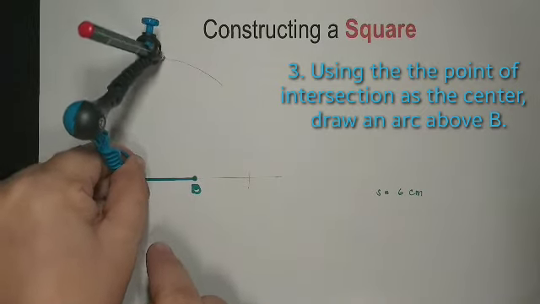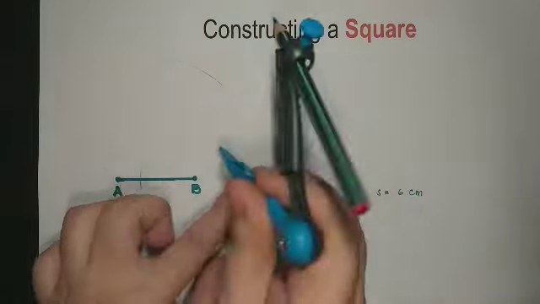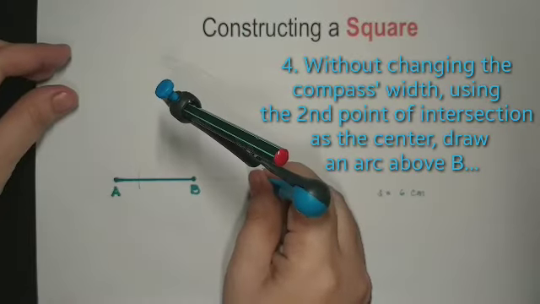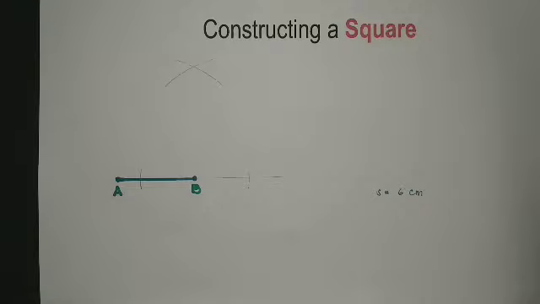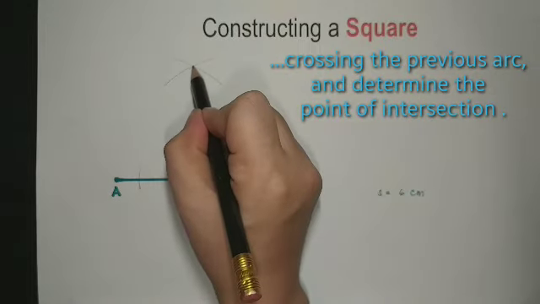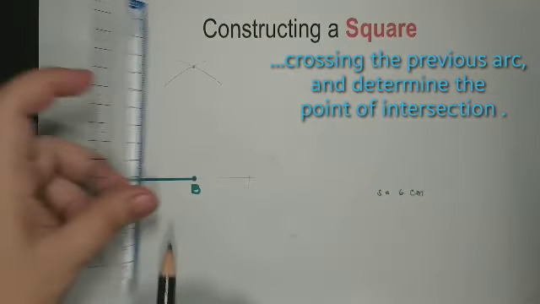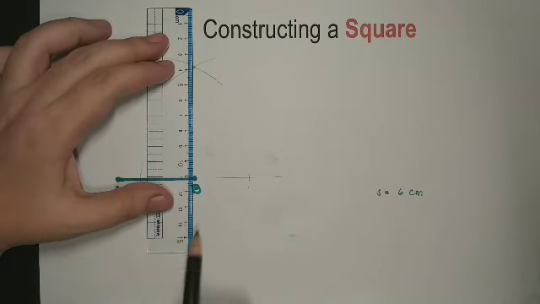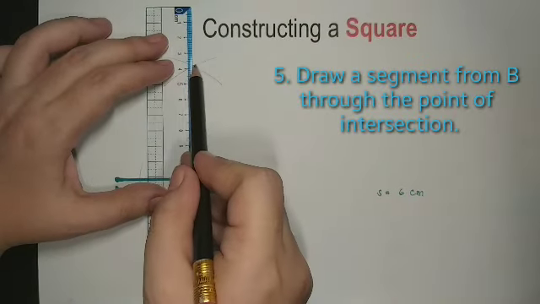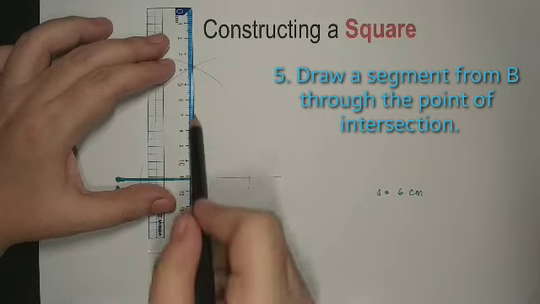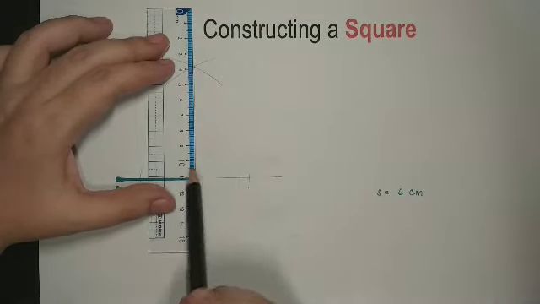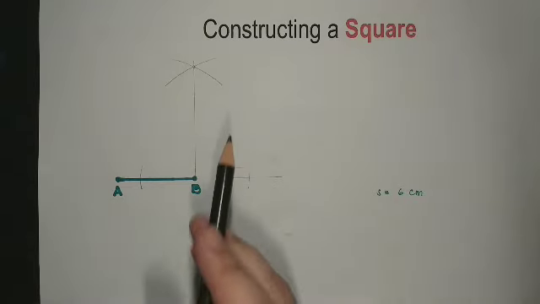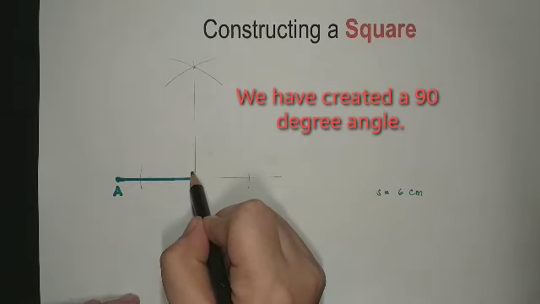Let's draw an arc above, and this time with this point as our center, let's create another arc above, crossing the first arc. Okay, now this point of intersection will be the point where our perpendicular bisector will pass through. We connect this point and the point B, and now we have drawn a 90-degree angle here.